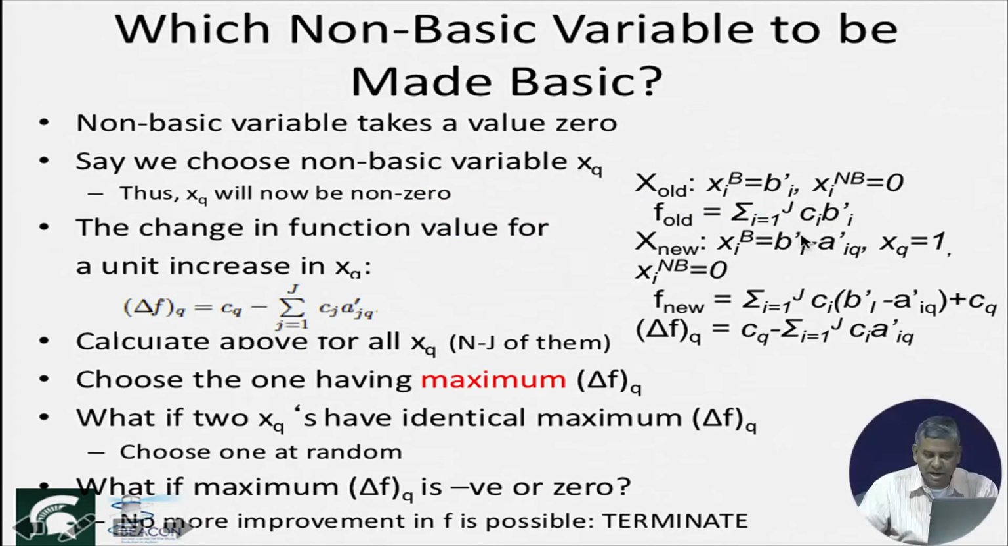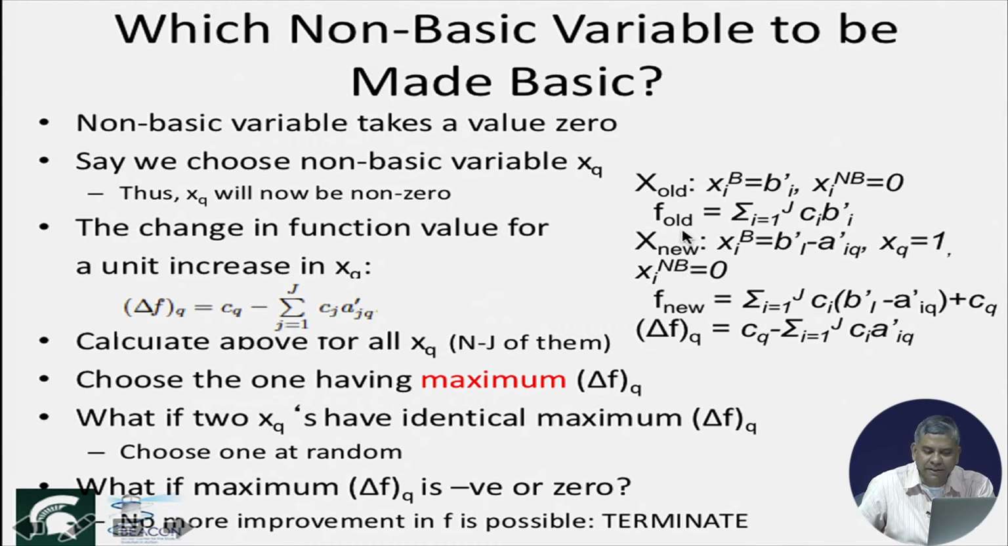bi dash minus ai dash q. So this becomes my basic variables. xq is 1, but the other non-basic variables are all still 0. If I compute the new function value, it will be c1 times b1 dash minus a1q dash, plus c2 times b2 dash minus a2q dash, and so on for all the basic variables, plus cq, because it was 0 and now it has become 1. So cq for the qth variable is whatever its coefficient is. Others are all 0. So this is my new value.